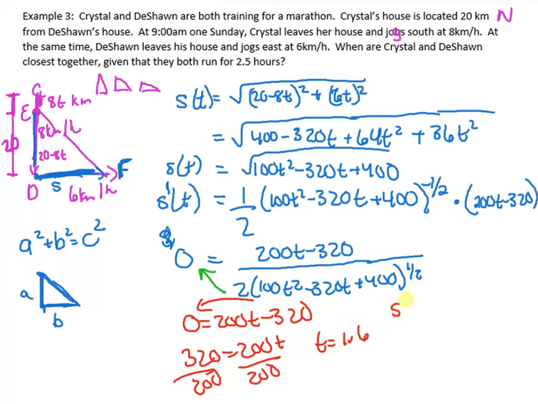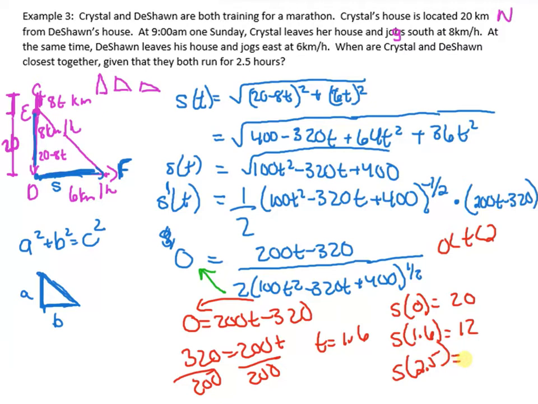So we need to check S at 0, S at 1.6, and S at 2.5, because we're looking on the interval of 0 to 2.5. Now, let's plug these in. S at 0, I get root 400, I get 20. S at 1.6, if you calculate it on your calculator, you get 12. And S at 2.5, you get 15.